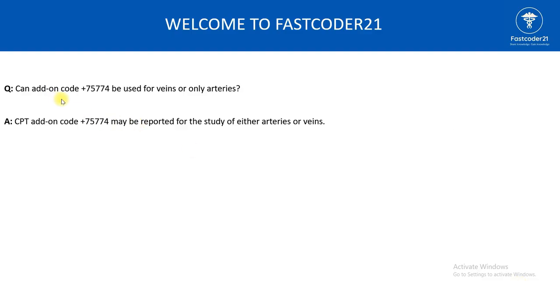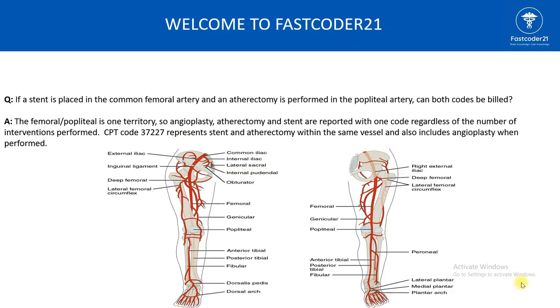Next one, can add-on code plus 75774 be used for veins or only arteries? CPT add-on code 75774 may be reported for the study of either arteries or veins. So this is a very important Q&A.